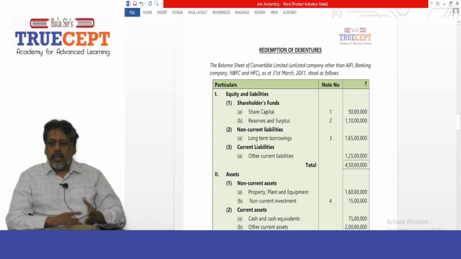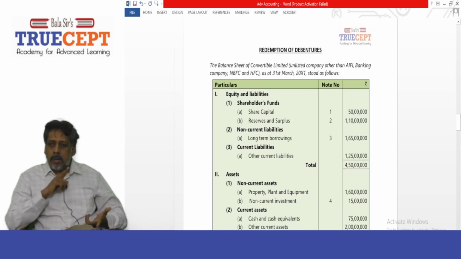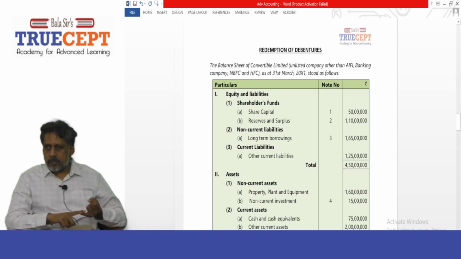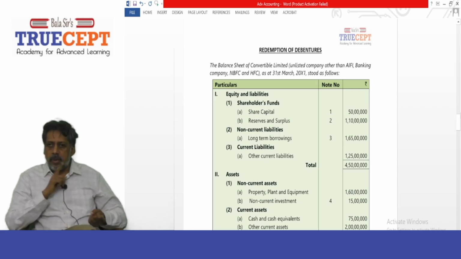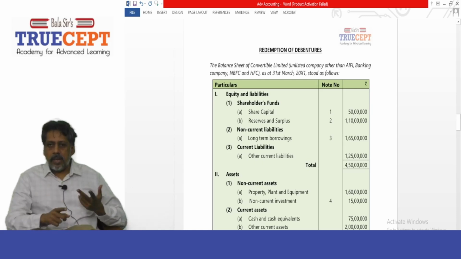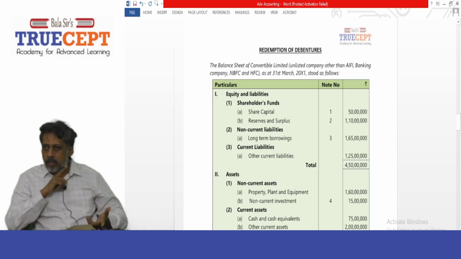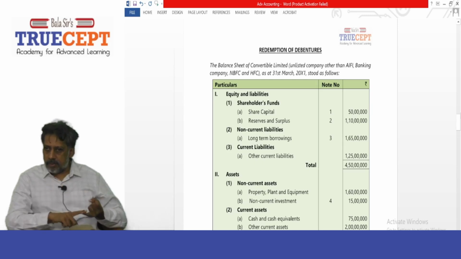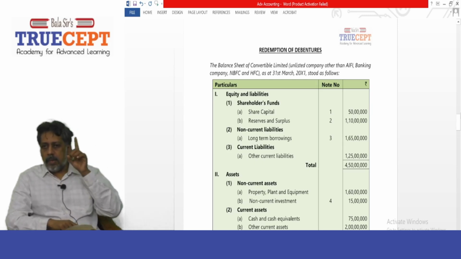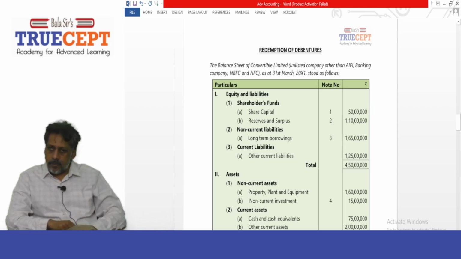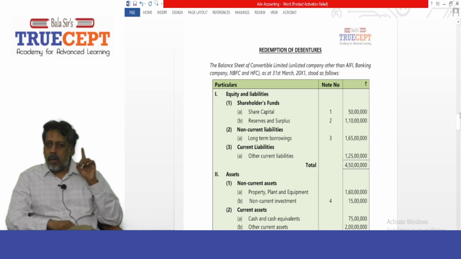Now let's go ahead and take an example on redemption of debentures. This particular question is from the CA Intermediate textbook, before 2024, the old syllabus. This can come in your examination, guys, CA Foundation Jan 25. Now let's go ahead and take on this question.